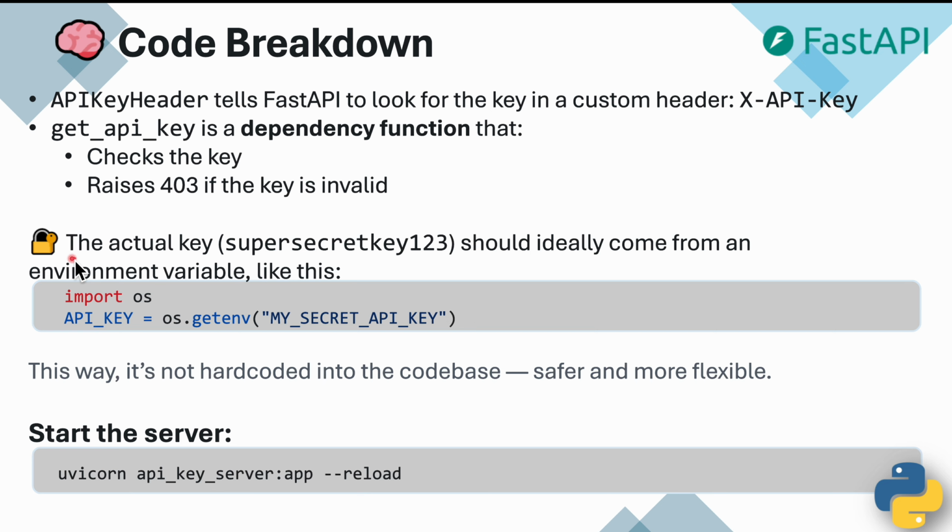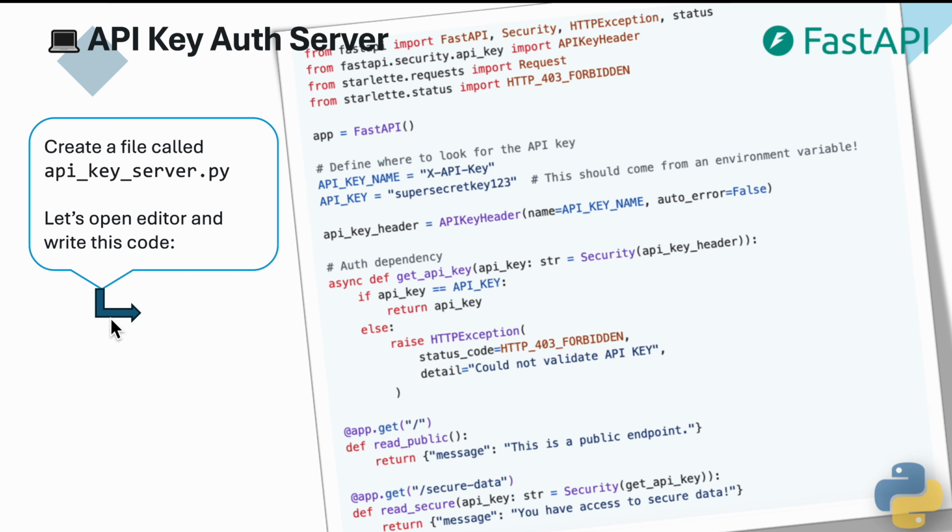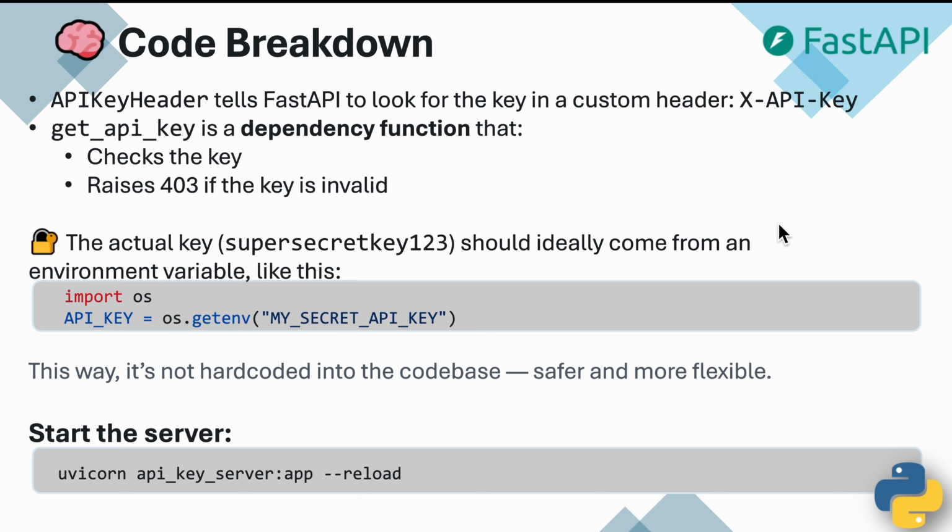Okay, so the actual key, super secret key 123, should ideally come from an environment variable. Import os, read that environment variable and store it in your variable instead of directly reading it like this. Just for simplicity I kept it here. This way it is not hard coded into the code base, and it is safer and more flexible.